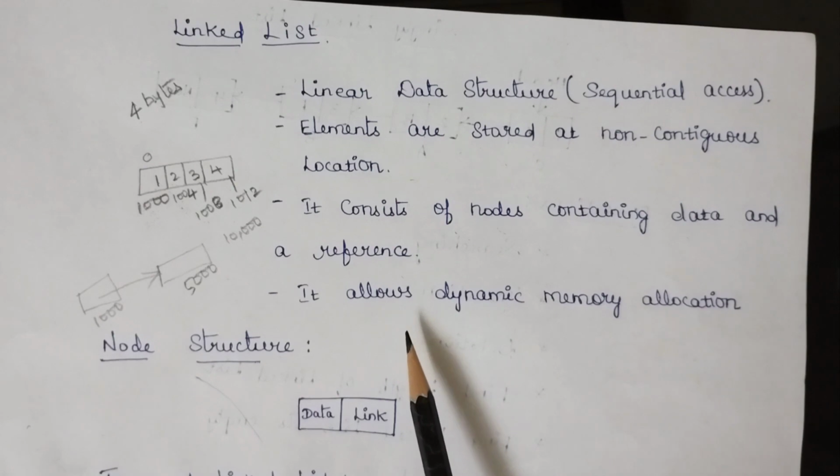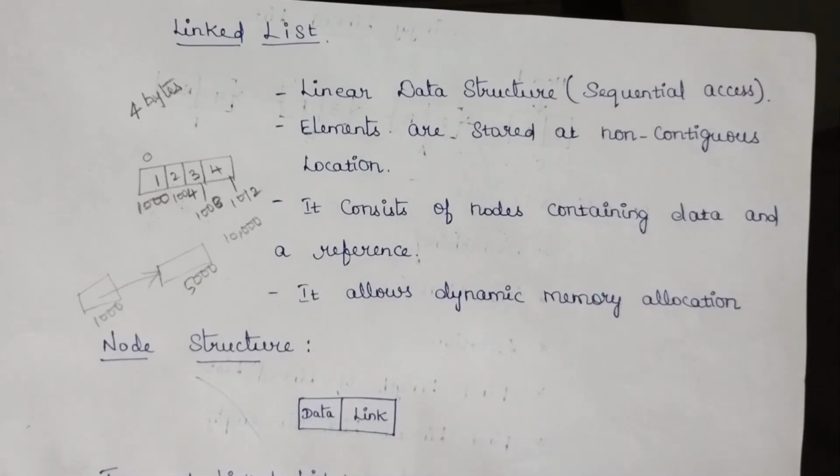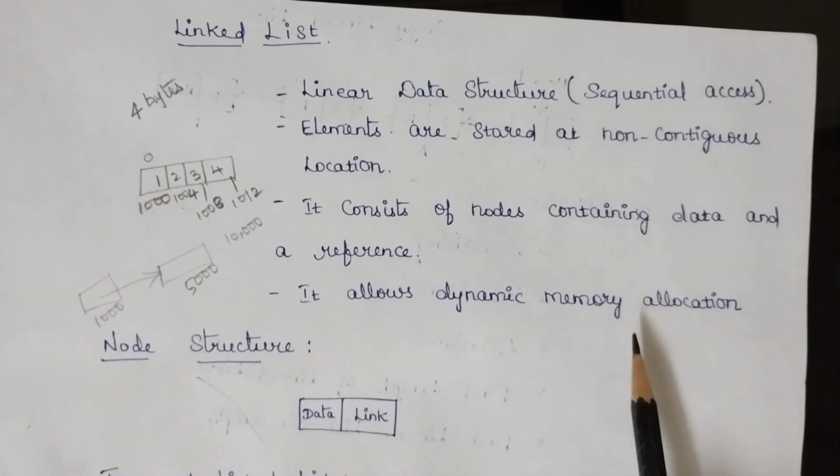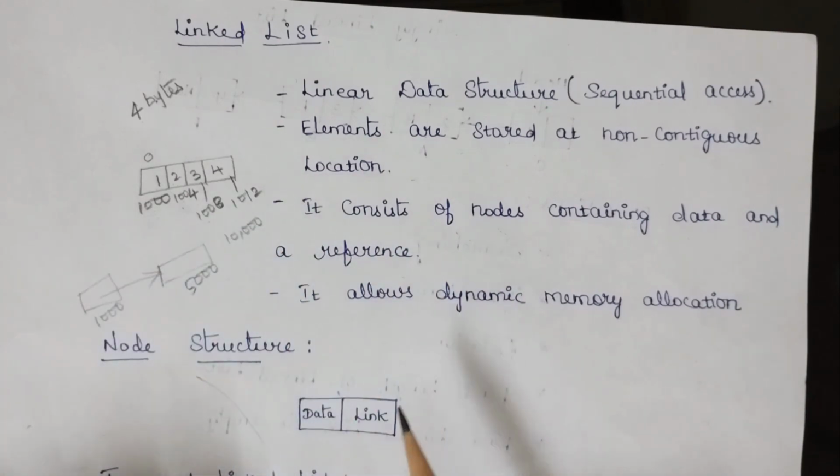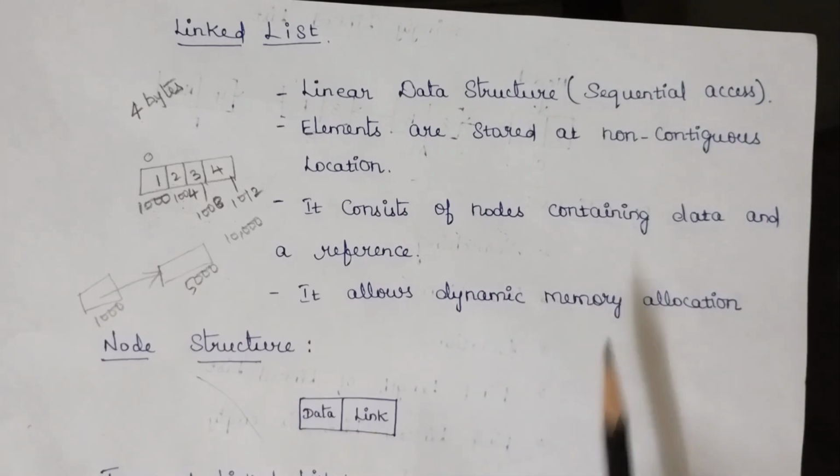The advantage of linked list is that it allows dynamic memory allocation. An array is a static memory allocation where you cannot expand or shrink the size of the array during execution. But in a linked list, that is not the case. If you want to expand the size of the list, you can do it, or if you want to delete some nodes in the linked list and shrink it, yes, you can do that. It is allowed in linked list. That is why it is called dynamic memory allocation.